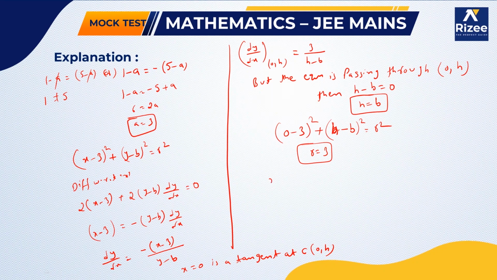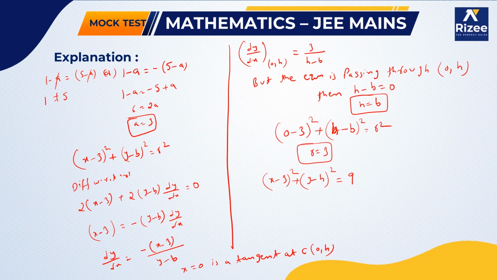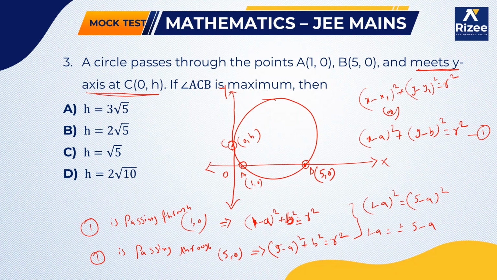In the equation, (x minus 3) whole square plus (y minus h) whole square is equal to 3 square, which means 9. Here the circle is passing through any of the points, so we can take any of them. I am taking 1 comma 0. Substituting, (1 minus 3) whole square plus (0 minus h) whole square is equal to 9, which gives 4 plus h square is equal to 9. That implies h is equal to plus or minus root 5. Therefore angle ACB is maximum, taking h equal to root 5.